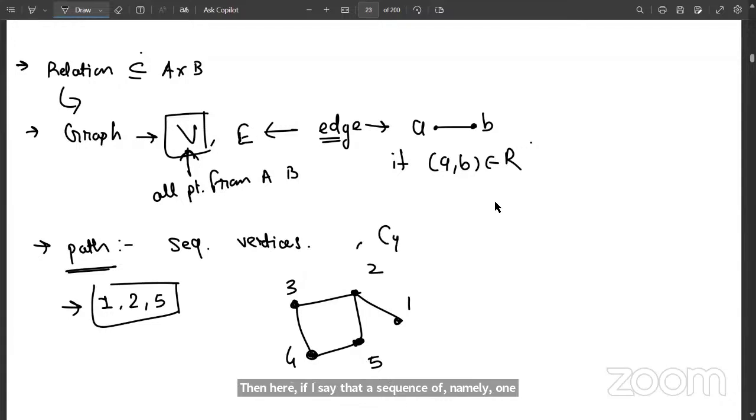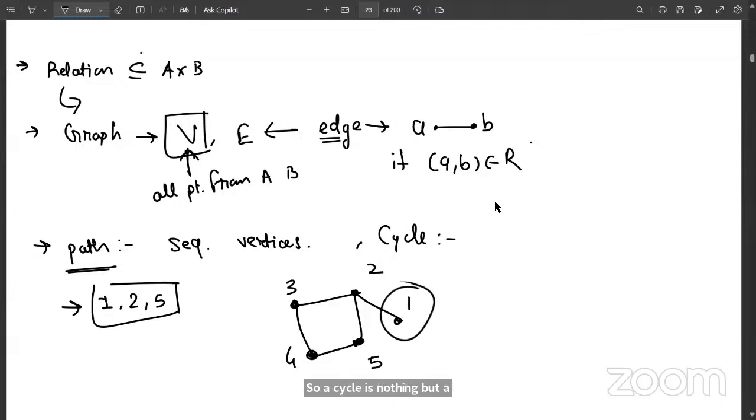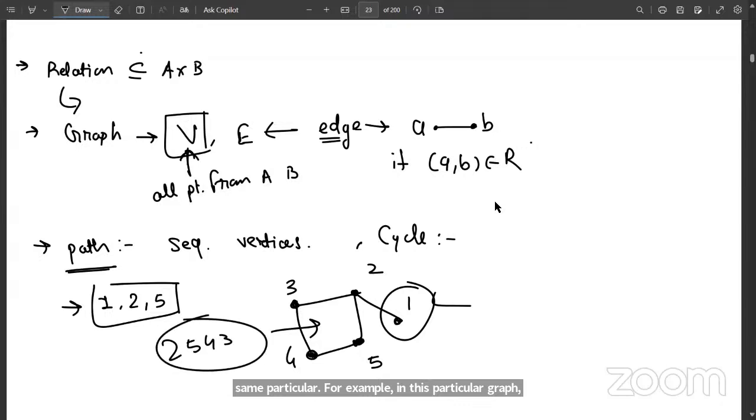Now, what is a cycle in a graph? A cycle is nothing but a closed path. That means once you start with a vertex, you have to go around the vertices in such a way that you end up at the same particular vertex. For example, in this particular graph, if I consider the sequence 2, 5, 4, 3, then this is nothing but a cycle.